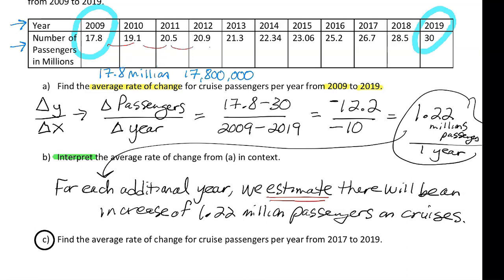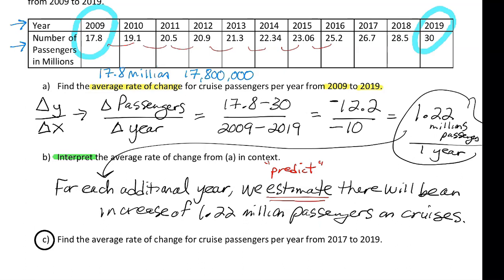This estimate language is pretty important because if you look at the individual change, it's not always a 1.2. It's kind of an average, right? Average rate of change. So it's an estimate or it's a prediction. You could also say we predict there will be an increase of 1.22 million passengers on cruises for each one additional year.